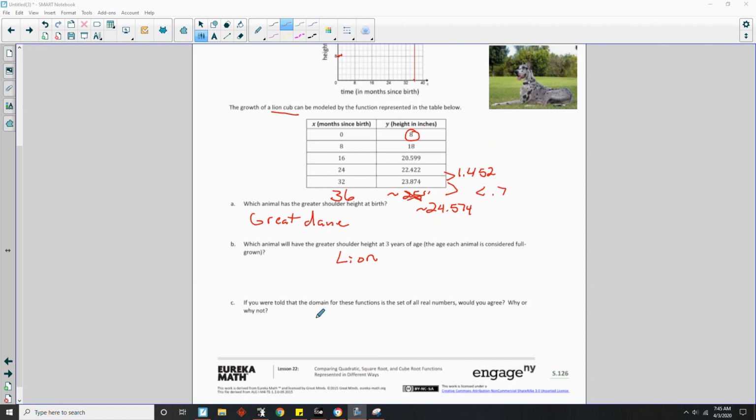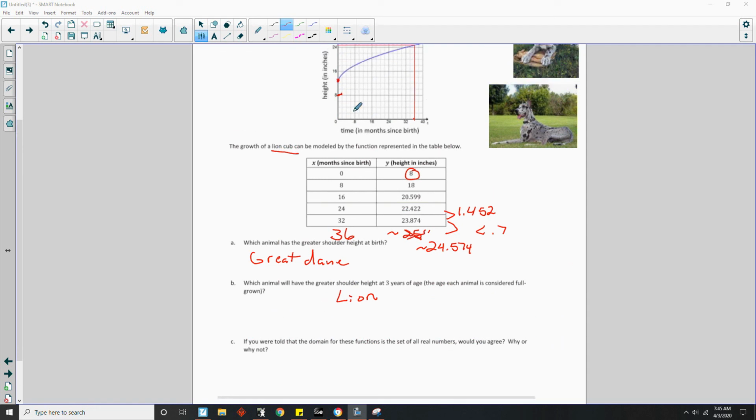Now part C says, if you were told that the domain for these functions is the set of all real numbers, would you agree? Okay? No, the domain is your x. All reals is positive and negative numbers. You can't have negative age. Okay? So a puppy's born, it is 0 months old. Before it's born, you can't measure its shoulder height, especially before it's conceived. So there are definitely limitations on the domain.